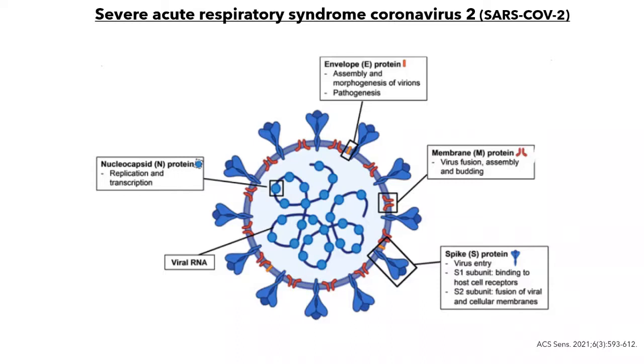SARS-CoV-2 is a single-stranded positive sense RNA virus. It has a genome size of 30 kilobases that encode for multiple structural proteins comprising the spike, the envelope, the membrane, and the nucleocapsid, as well as some non-structural proteins.